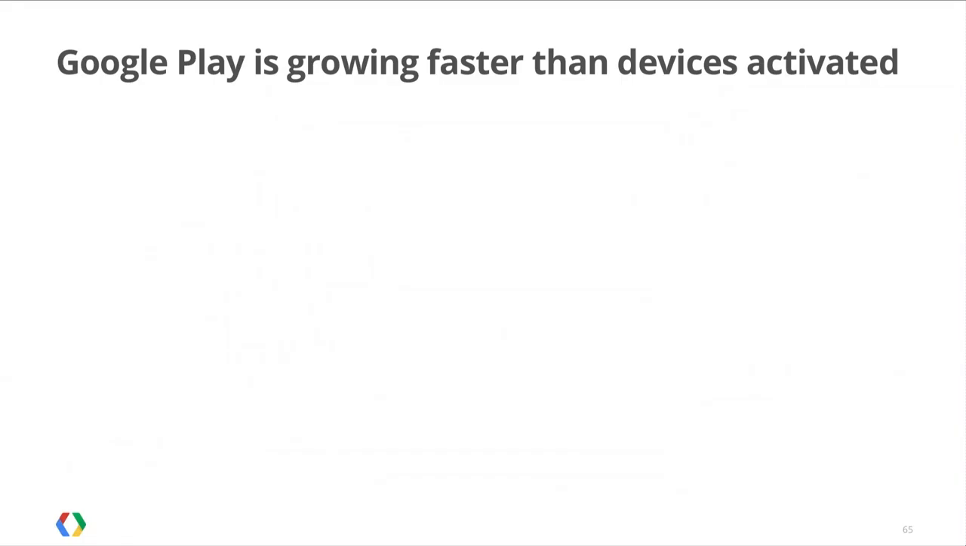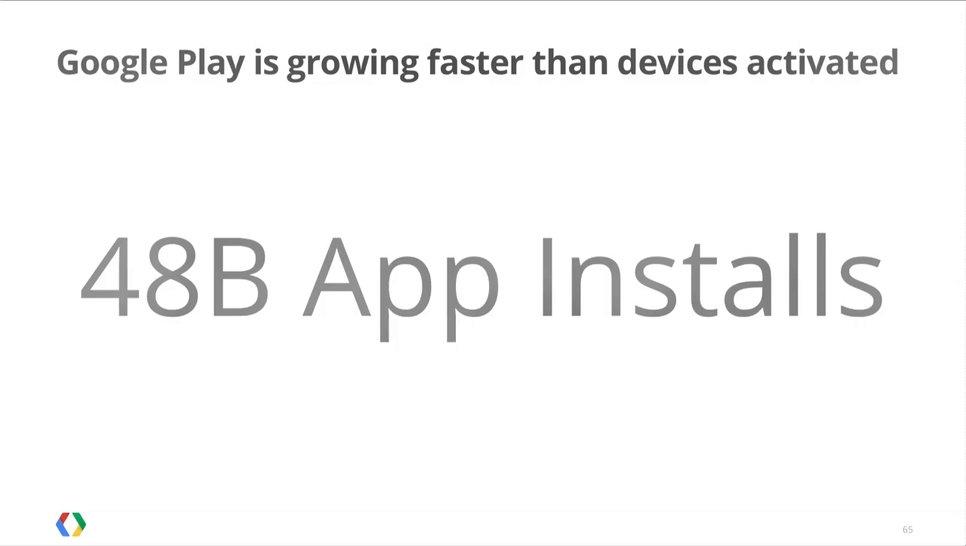What was really incredible is that on the show floor, literally 80% of the floor was covered with mobile games, apart from a few consoles. And what devices are most of those games being played on? As you've probably figured out, it's Android devices. Google Play is growing faster than devices activated, with 48 billion installs, and a lot of that is games. That's great for your business.